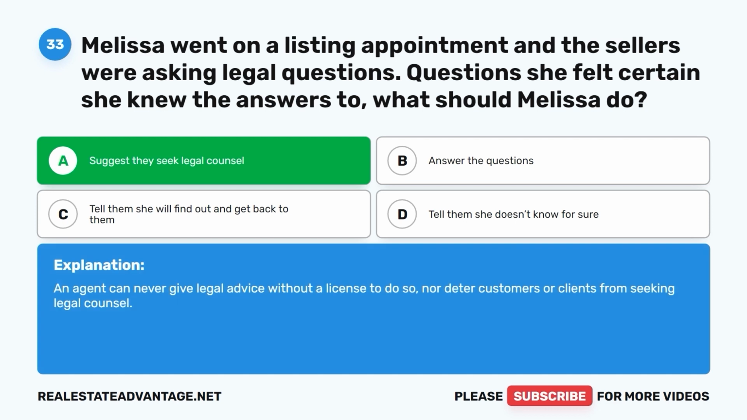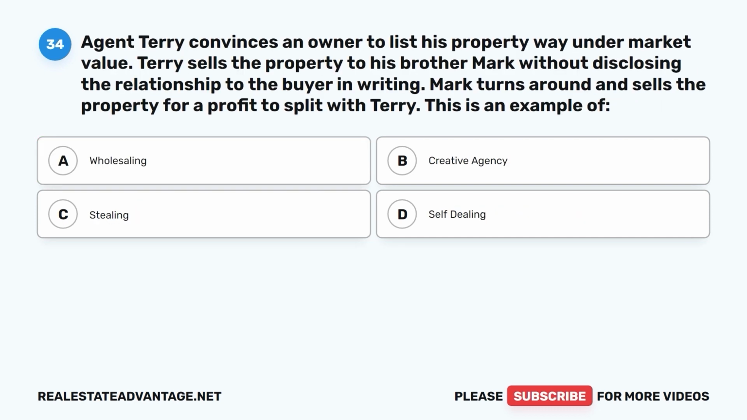An agent can never give legal advice without a license to do so, nor deter customers or clients from seeking legal counsel.